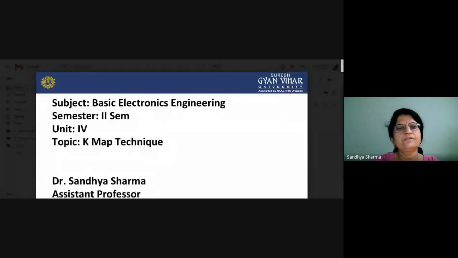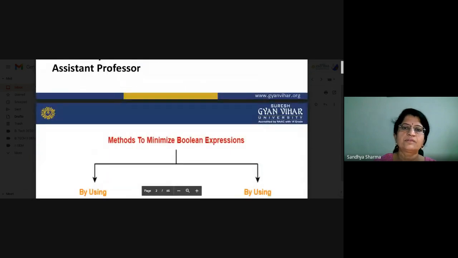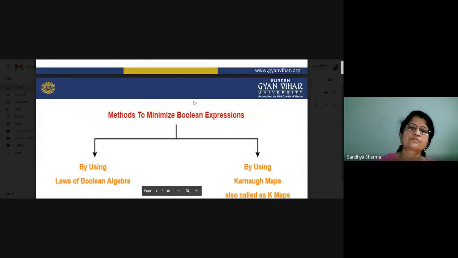Good morning, students. Today, in this lecture, we will see the deep study of the K-map technique. In our previous lecture, we saw the very basic description of the K-map technique. So today we will discuss the K-map technique. First of all, we will see the methods of minimizing Boolean expressions.